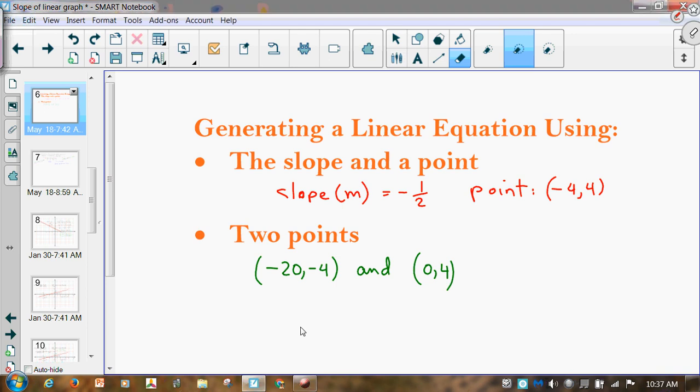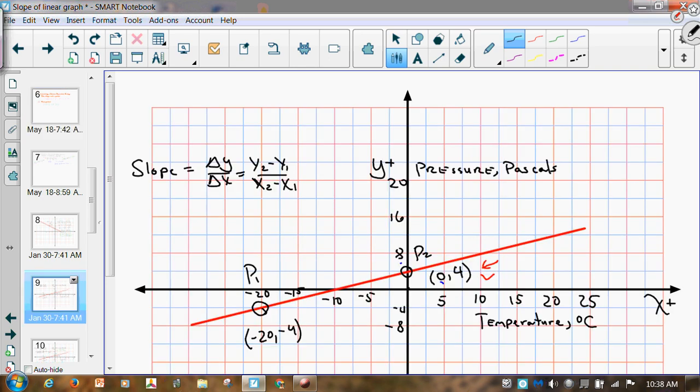In this video, we're going to continue with our discussion on generating a linear equation using a slope calculated by 2 points and then using the equation that we've been used to, the point slope equation. The difference here is that in the case of doing 2 points, we have to calculate our slope first using the 2 points. Then we can use the point slope formula.